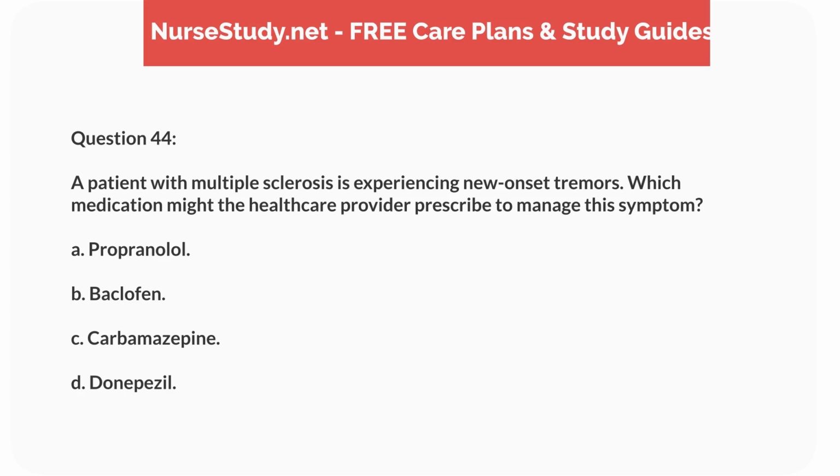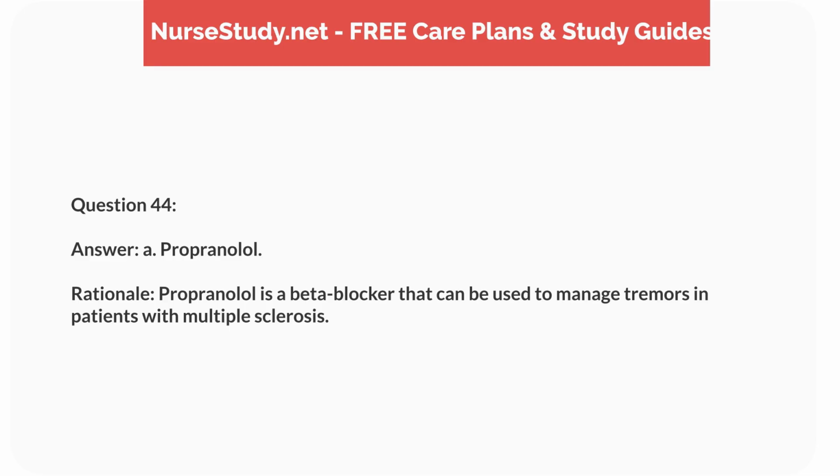Question 44. A patient with multiple sclerosis is experiencing new-onset tremors. Which medication might the healthcare provider prescribe to manage this symptom? A. Propranolol. B. Baclofen. C. Carbamazepine. D. Donepezil. Answer: A. Propranolol. Rationale: propranolol is a beta blocker that can be used to manage tremors in patients with multiple sclerosis.